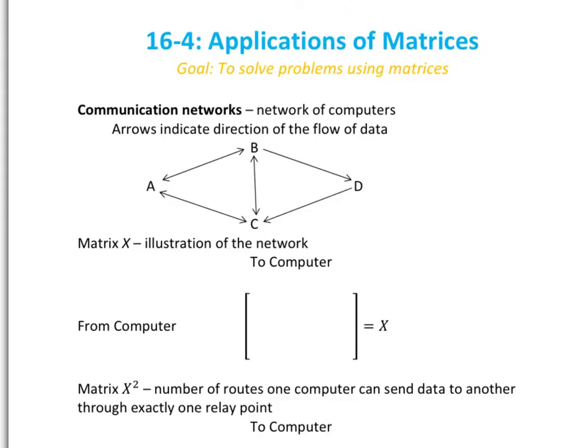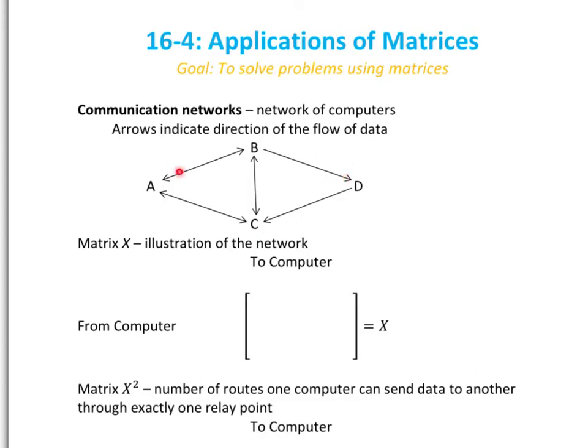One of them has to deal with tournament style stuff, how to decide the winner of a sports tournament. And the other one here is communication networks within computers. So with these networks, a communication network is just set up like this. A, B, C, and D here all represent computers, and these arrows indicate which direction data can flow.